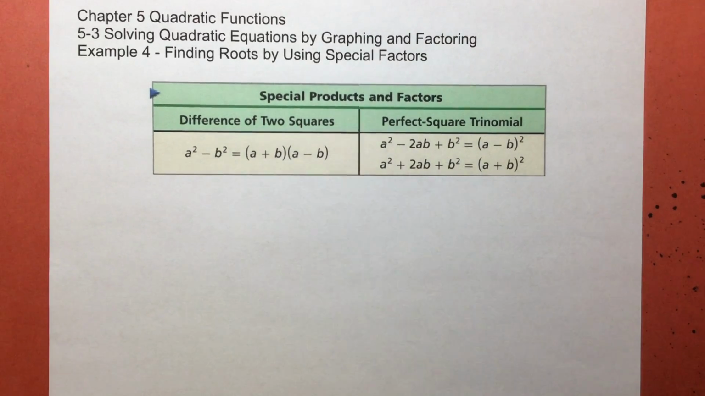Hello, welcome back to Chapter 5, Section 3, Solving Quadratic Equations by Graphing and Factoring. In this example, we're going to be dealing with two special types of factoring. Both of them you've seen in Algebra 1. I believe it's Chapter 8, Section 5 or Section 6, one of those, if you were in St. Paul schools when you took Algebra 1.